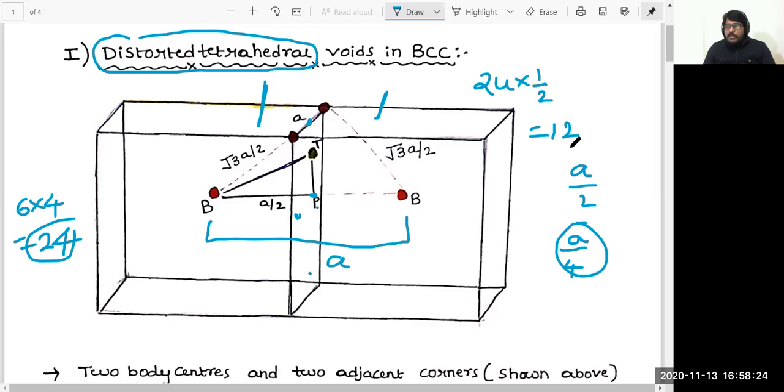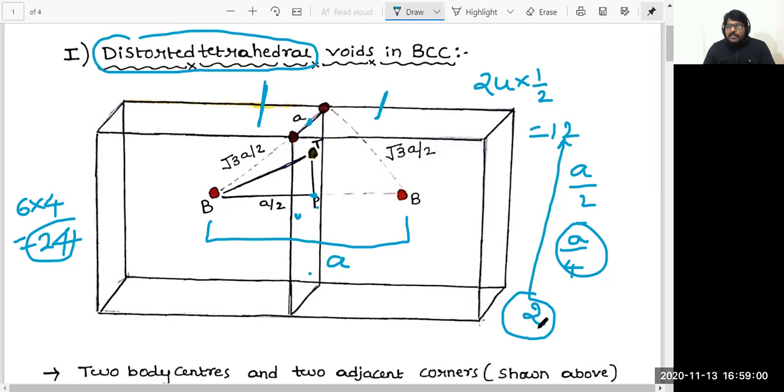Actually, how many atoms are present effectively in a BCC unit cell? 2 atoms. How 2 atoms? Body center atom is 1. 8 corner atoms, 8 into 1 by 8, that is 1. So 1 body center, effectively 1 corner. So the rank of the BCC unit cell is 2. That means effectively there are 2 atoms. For 2 atoms, there are 12 tetrahedral voids. And for 1 atom, obviously, there will be 6 tetrahedral voids.